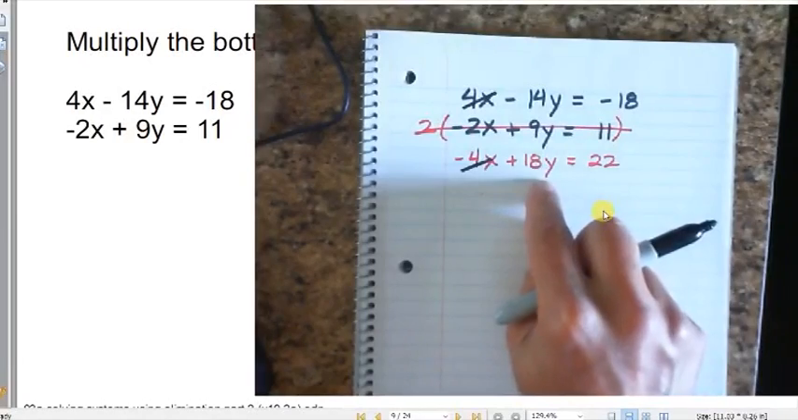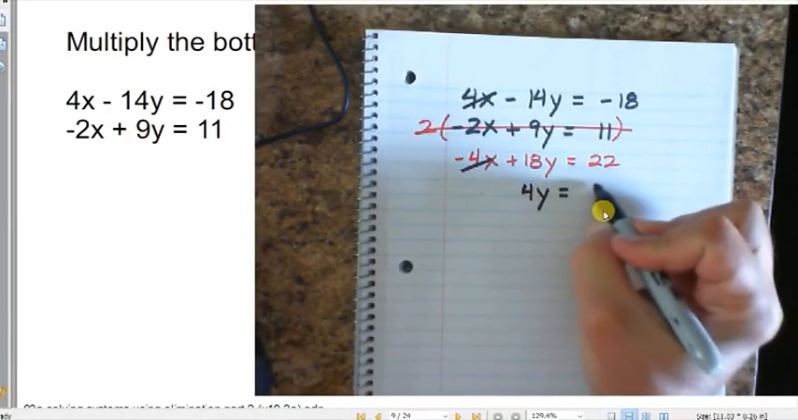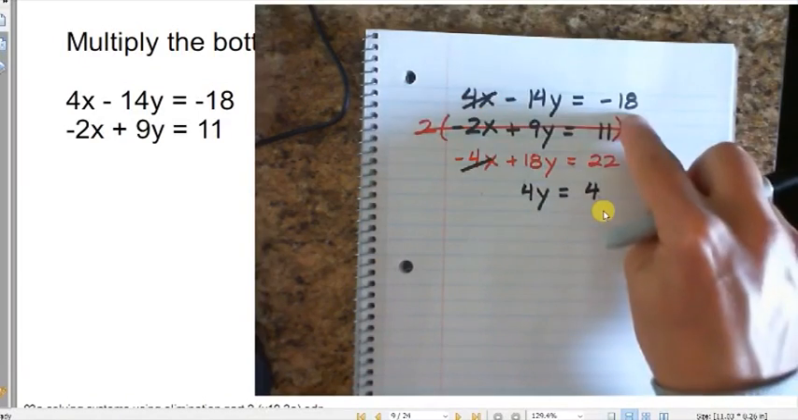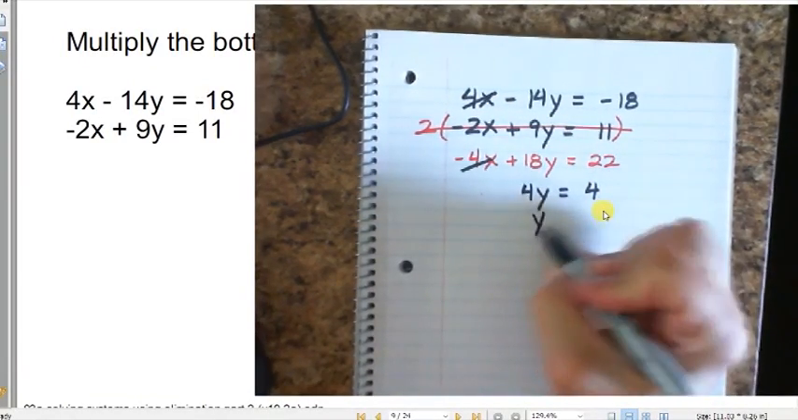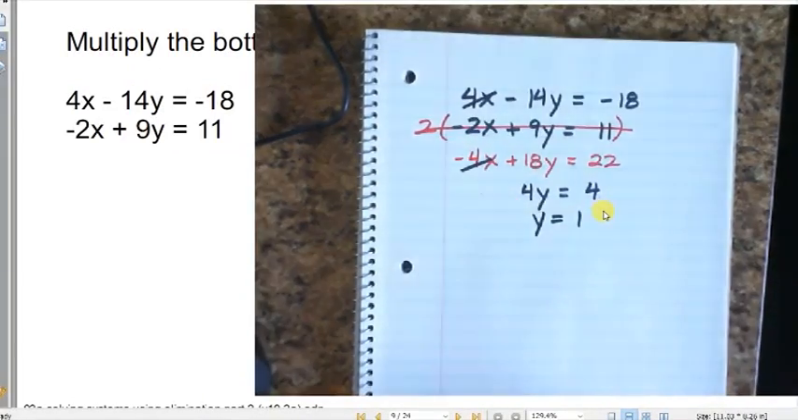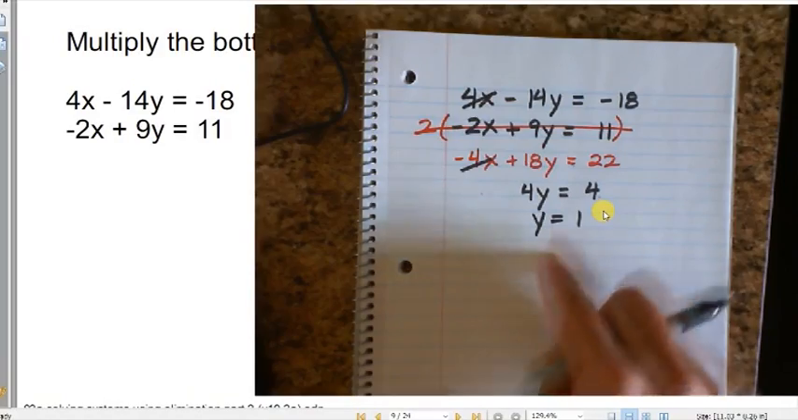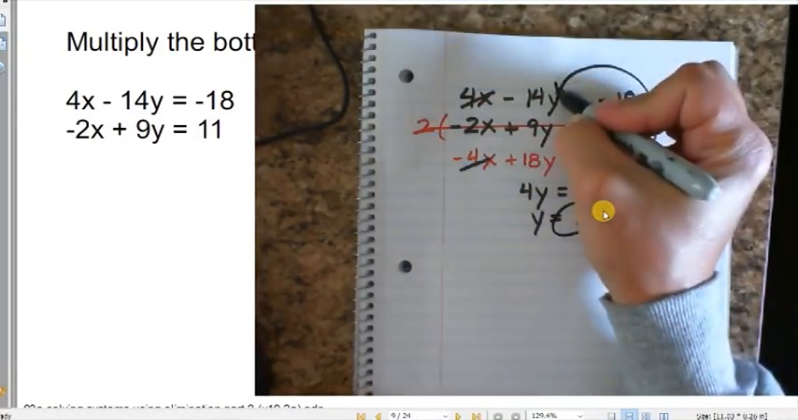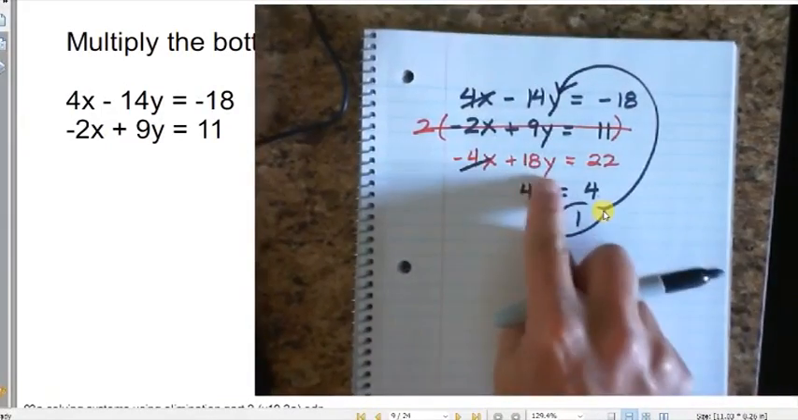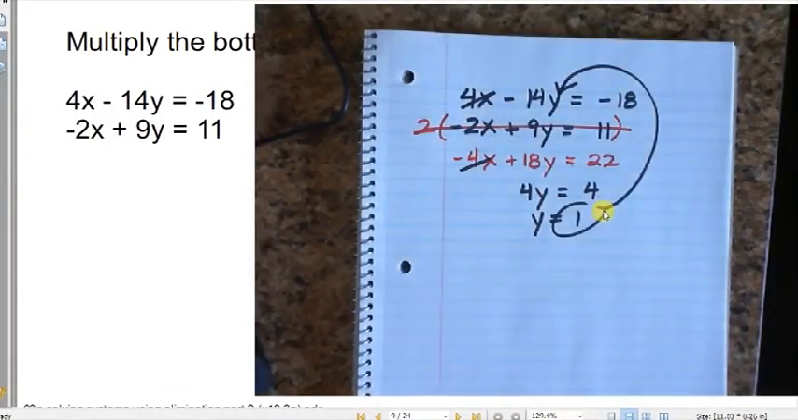And I'm left with 4y equals 4. -18 plus the 22 is the 4. So y equals 1. What am I going to do with that? I'm going to plug it in up at the top. Could I have plugged it into this equation? Yes, but I chose to put it into the top equation.